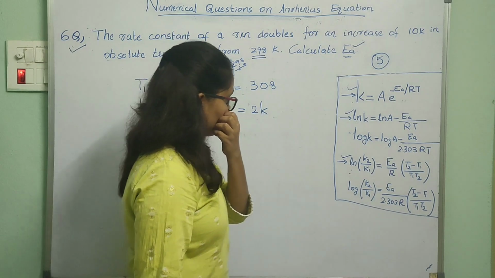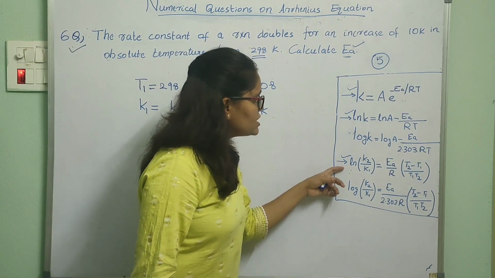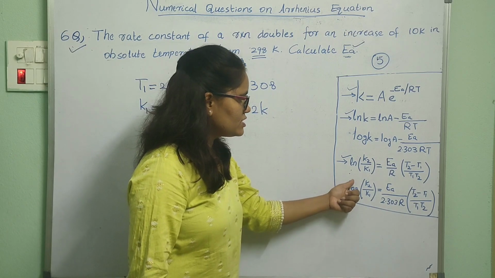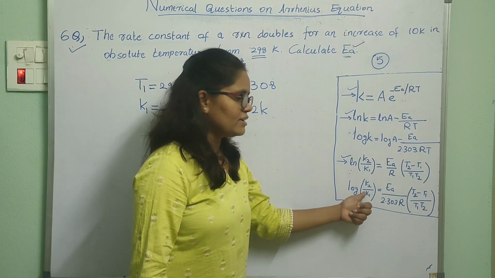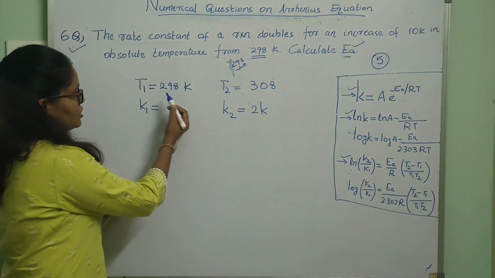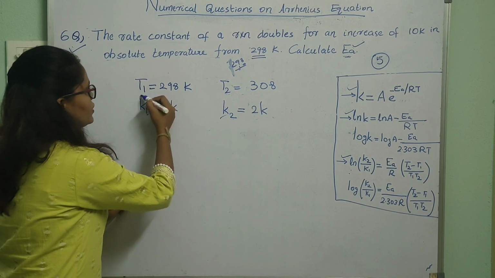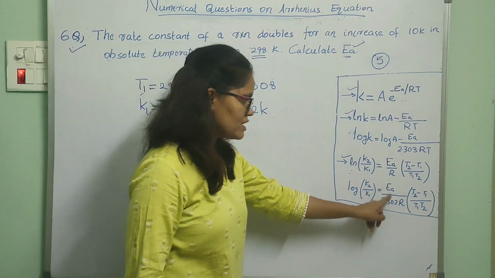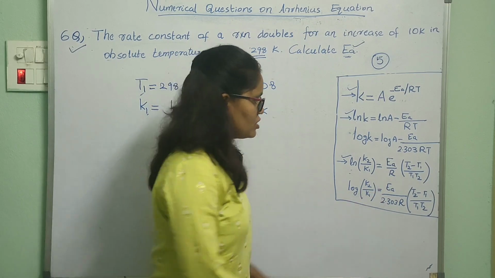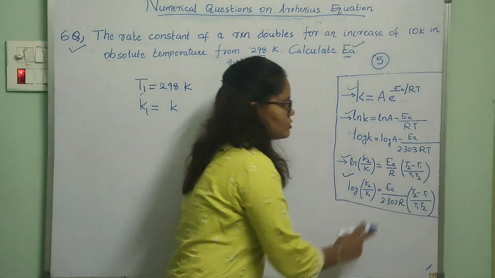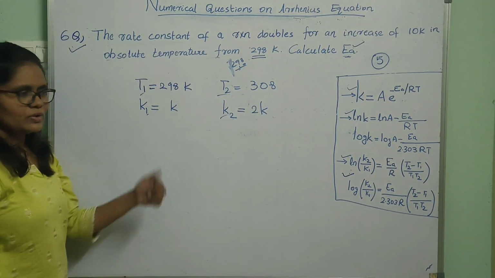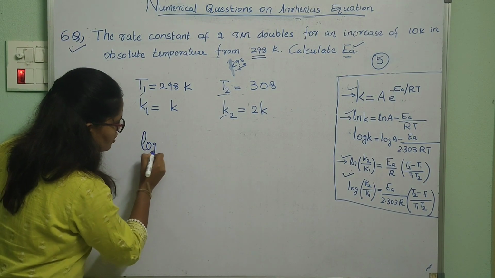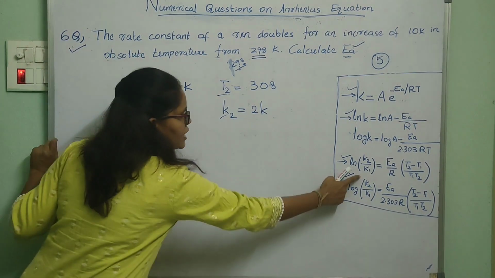How will you do this? So which of these equations can you use? You can clearly see that you can use this equation, K2 by K1, because we have 2 rate constants, 2 temperatures. We have 2 temperatures and 2 rate constants. We need to find activation energy. So this equation is suitable to solve this question. Okay. So what I will do is, I'll just put the values of all those terms, log K2 by K1.